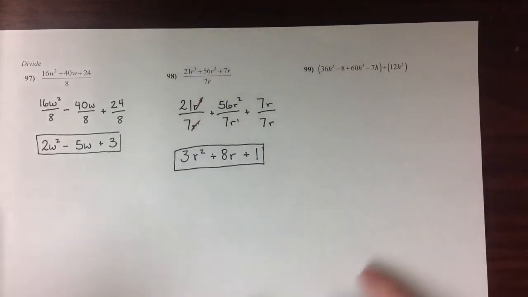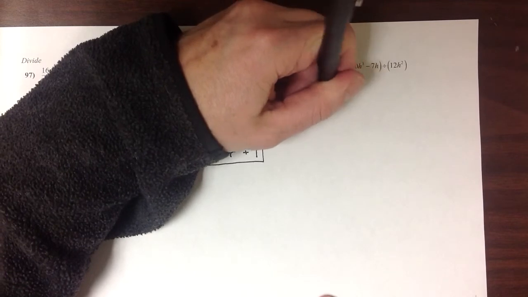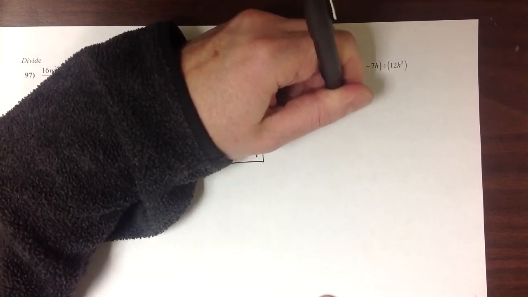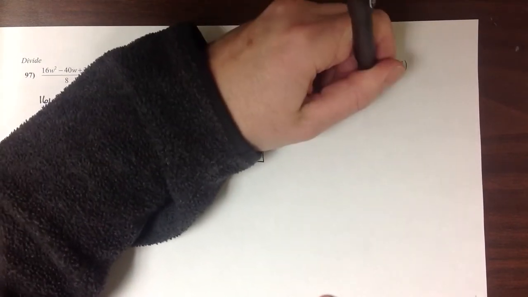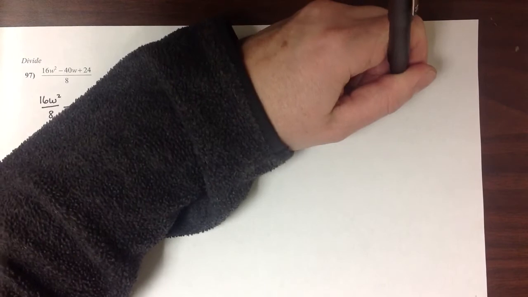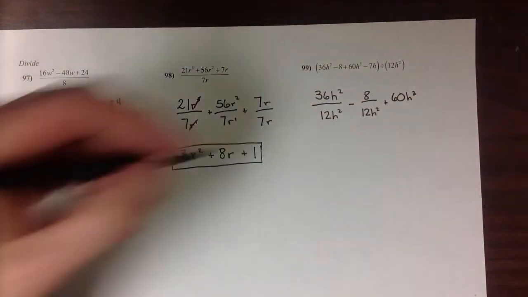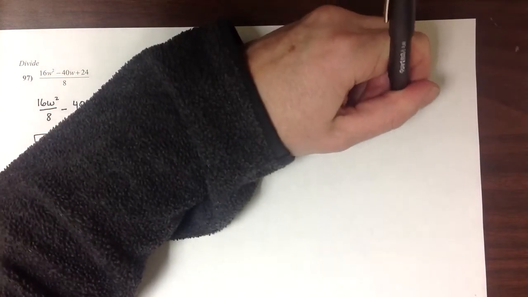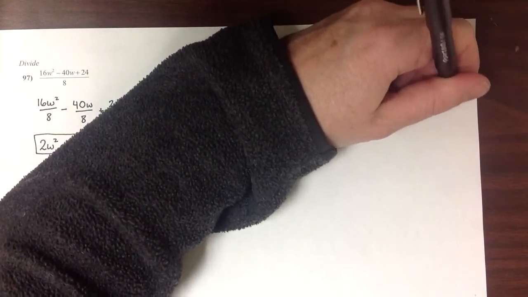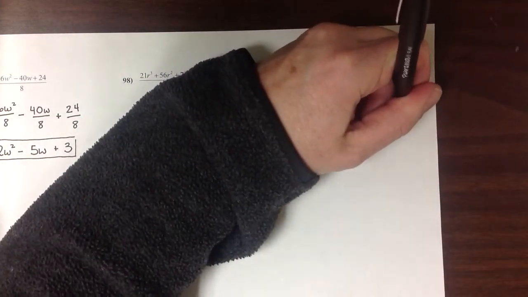And then our final example, 36h squared divided by 12h squared minus 8 divided by 12h squared plus 60h cubed divided by 12h squared minus 7h divided by 12h squared.